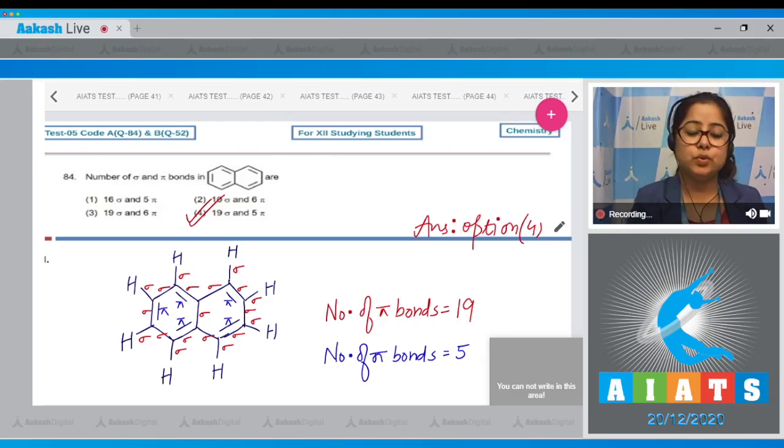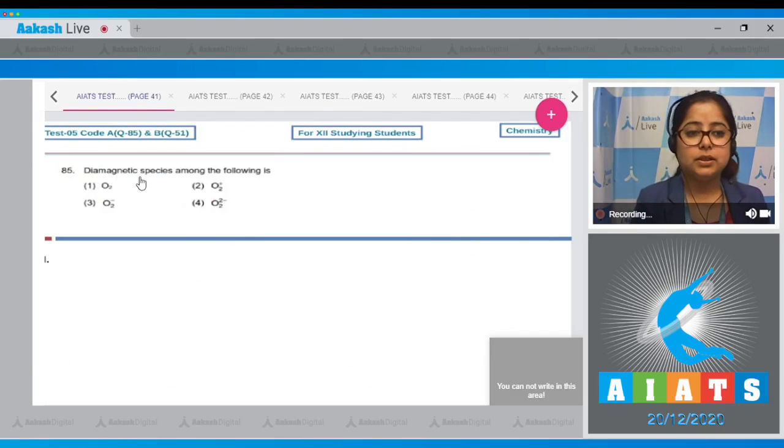Moving to next question, students, which is question number 85. Let's read the question. Diamagnetic species among the following is. Student, for this question we need to understand the species which have no unpaired electrons are diamagnetic. O2 has 2 unpaired electrons, therefore it is paramagnetic. O2 plus has 1 unpaired electron, therefore it is also paramagnetic. O2 minus has one unpaired electron. Again, this is paramagnetic. O2 2 minus has no unpaired electrons. As a result, O2 2 minus is diamagnetic.